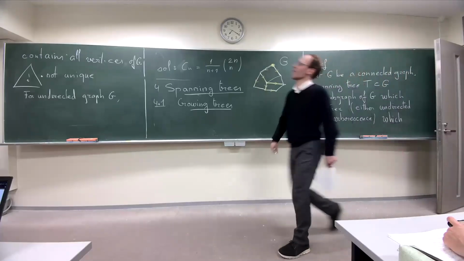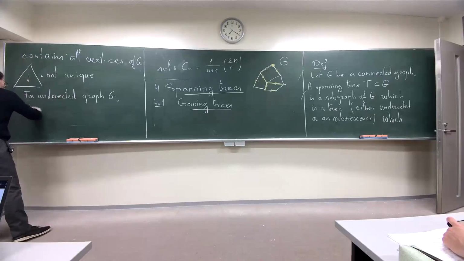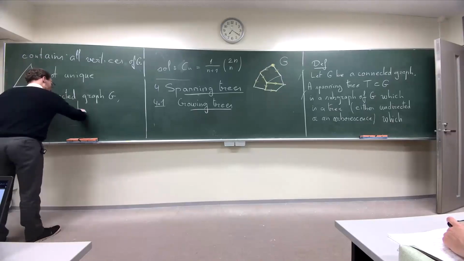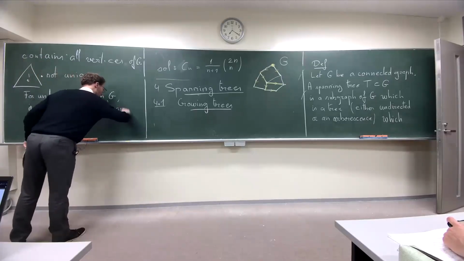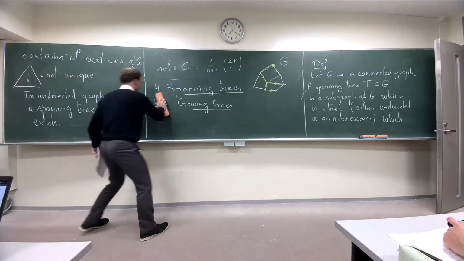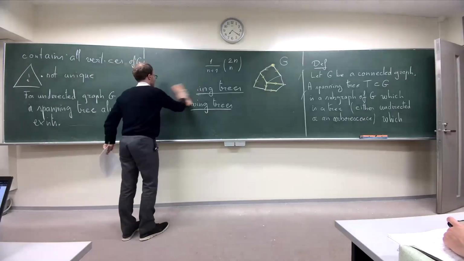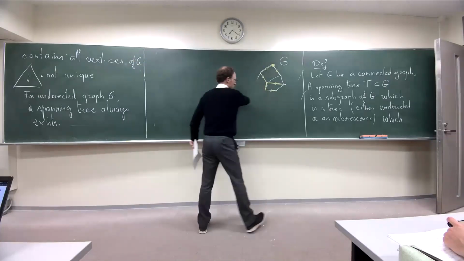So for undirected graph G, a spanning tree always exists. It's not difficult to see why. You just start doing some pictures and then you realize that you can always do it.